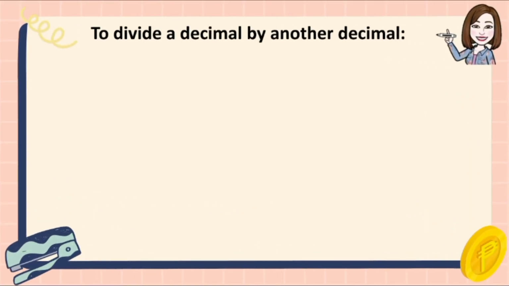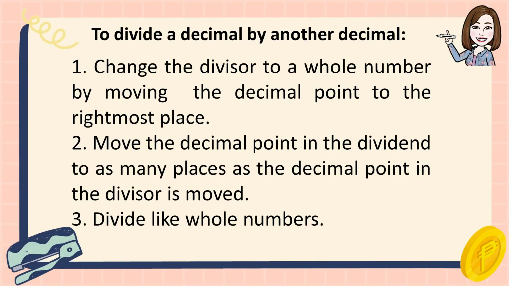To divide a decimal by another decimal, number 1, change the divisor to a whole number by moving the decimal point to the rightmost place. Number 2, move the decimal point in the dividend to as many places as the decimal point in the divisor is moved. Number 3, divide like whole numbers.